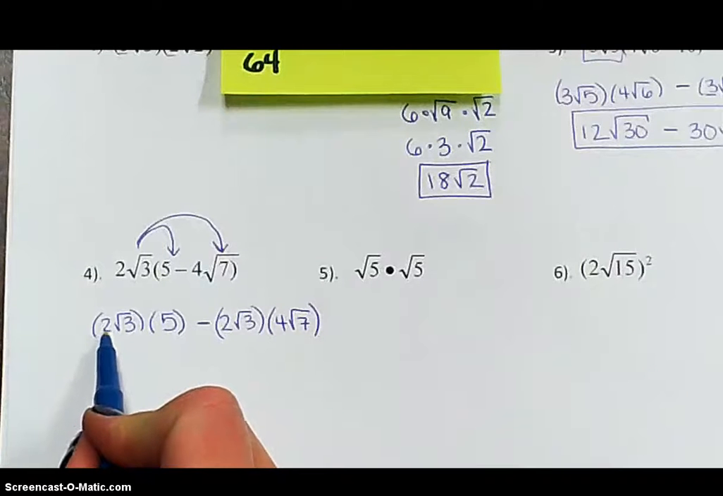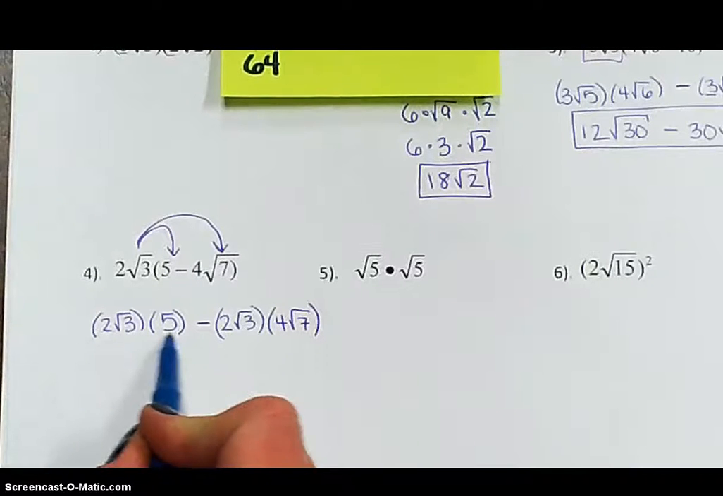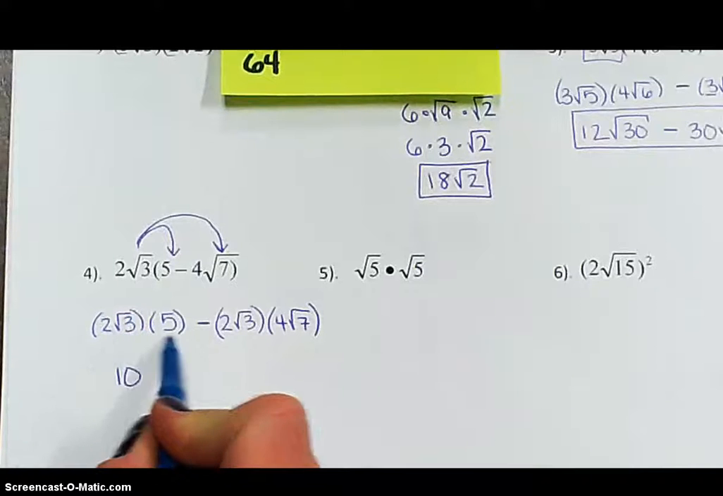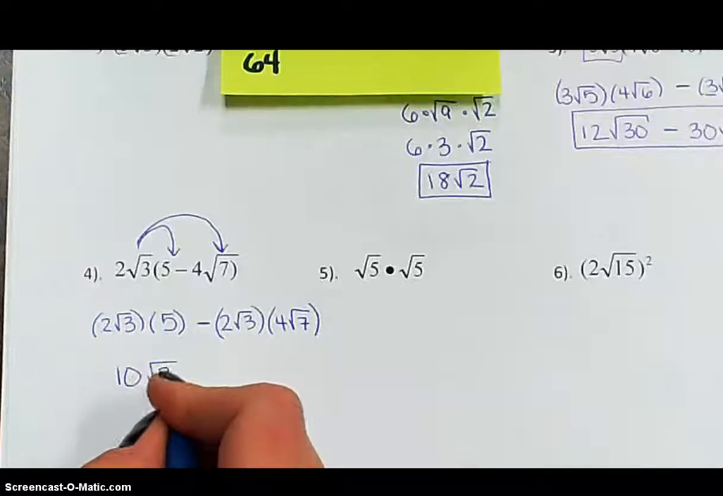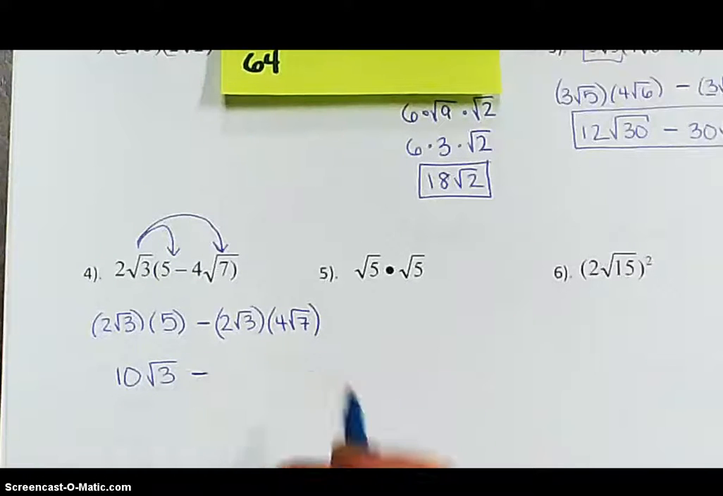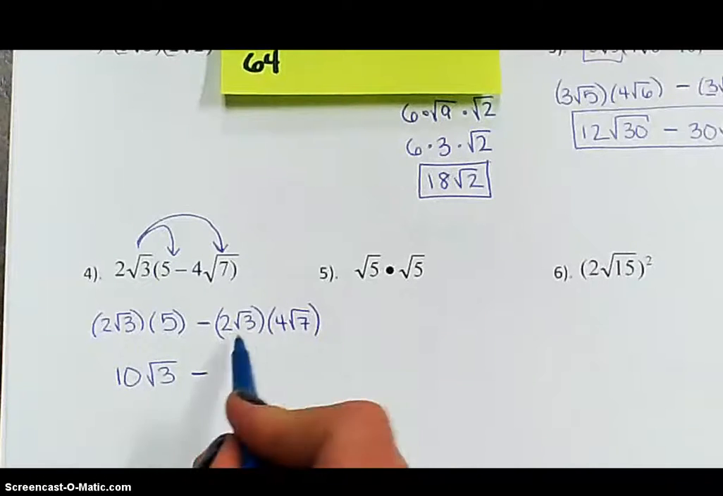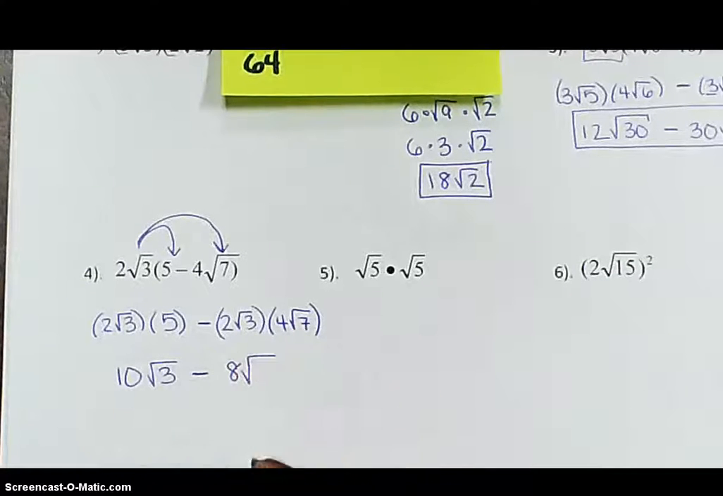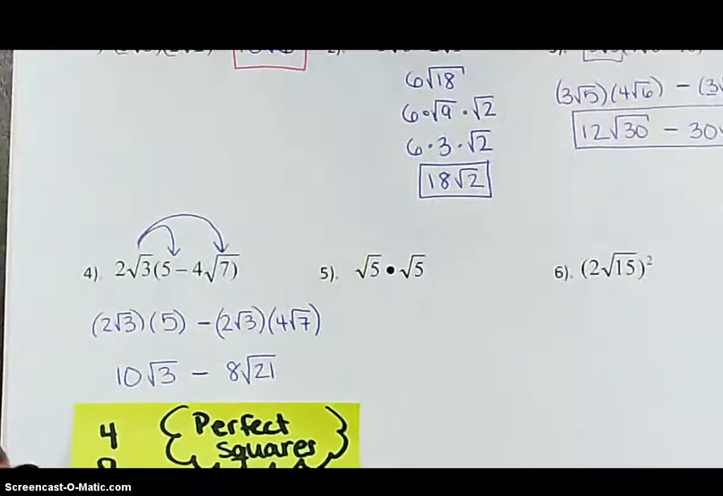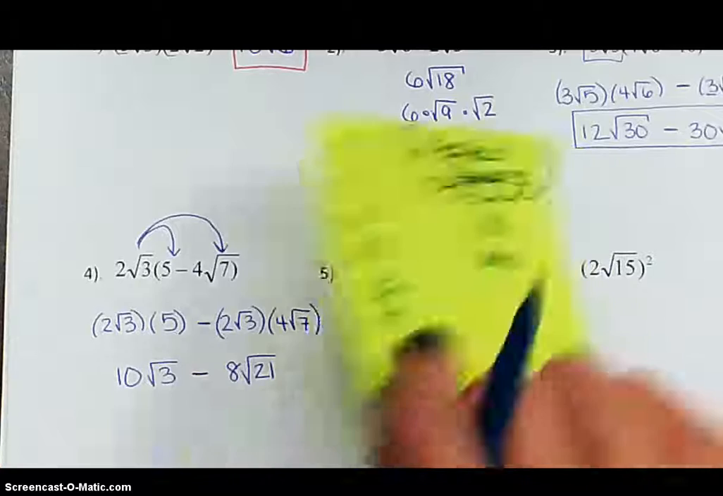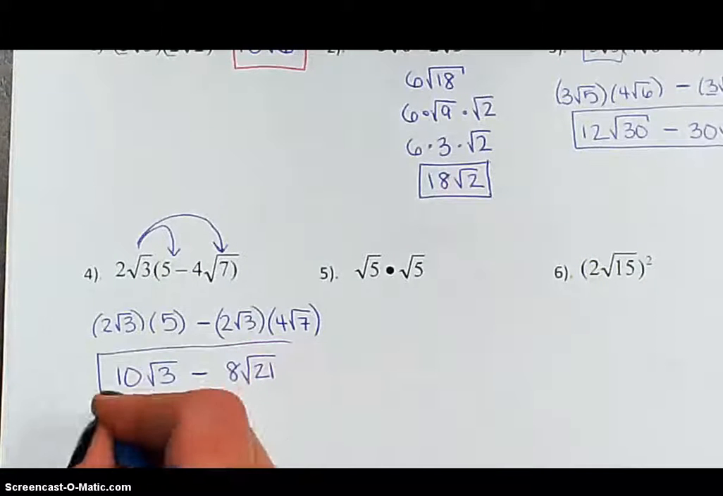So the 2 is a whole number, the 5 is a whole number, so they're going to multiply, so we get 10. Now radical 3 is the only radicand, so it has nothing else to multiply to, so it stays radical 3. The minus sign is going to come straight down, and now we're going to multiply the second set. So 2 times 4 is 8, and then 3 times 7 is 21. Now 21 is not a perfect square, it's not on our list. And there's no perfect square that goes into 21, so that's going to be our final answer here.